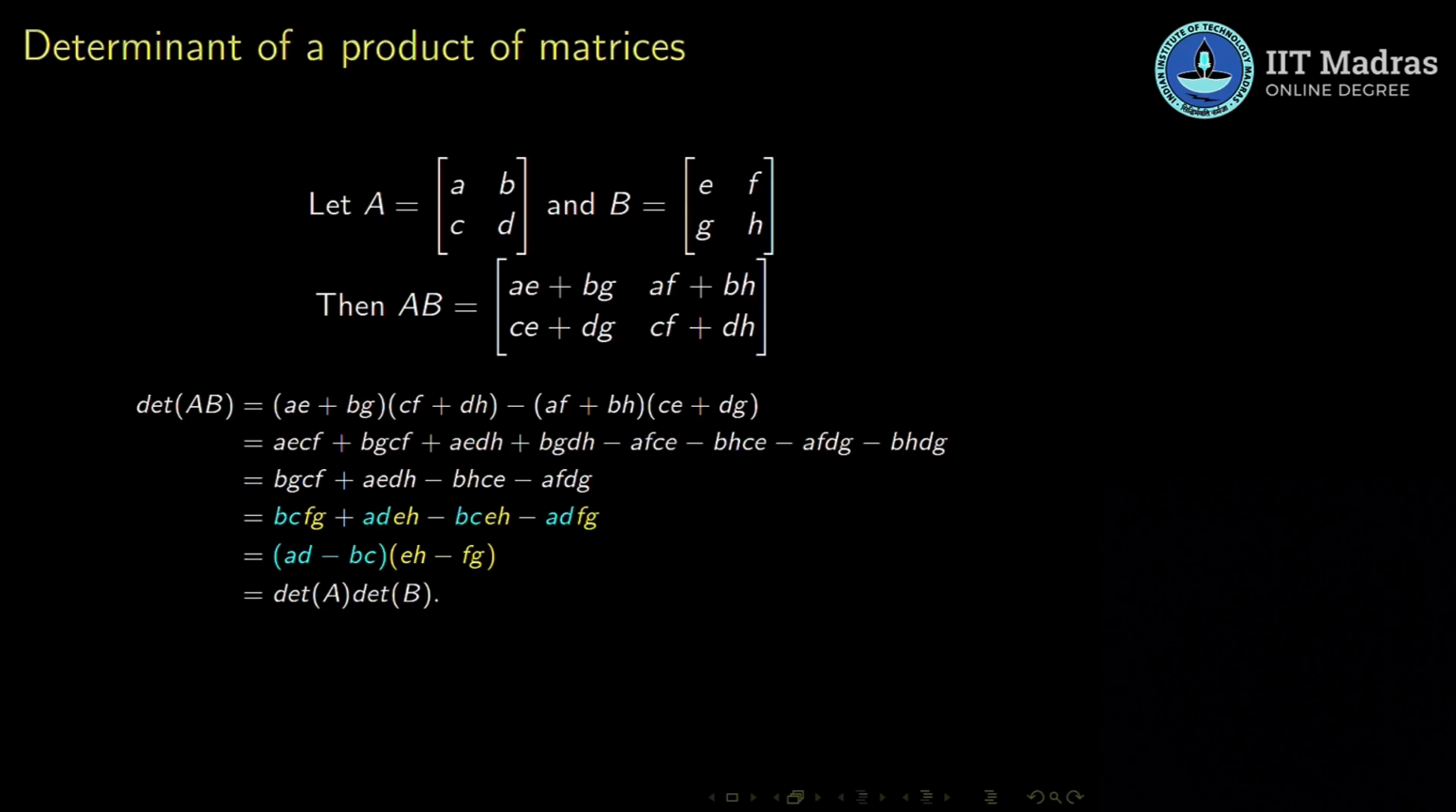So, the first term here is exactly determinant of A, right, AD minus BC, and the second expression here is exactly determinant of B, EH minus FG. Okay. So, what does this show? This shows that if you take two 2 by 2 matrices and take the product, then the determinant of the product is the product of the determinants. Okay. Determinant of AB is determinant of A times determinant of B.